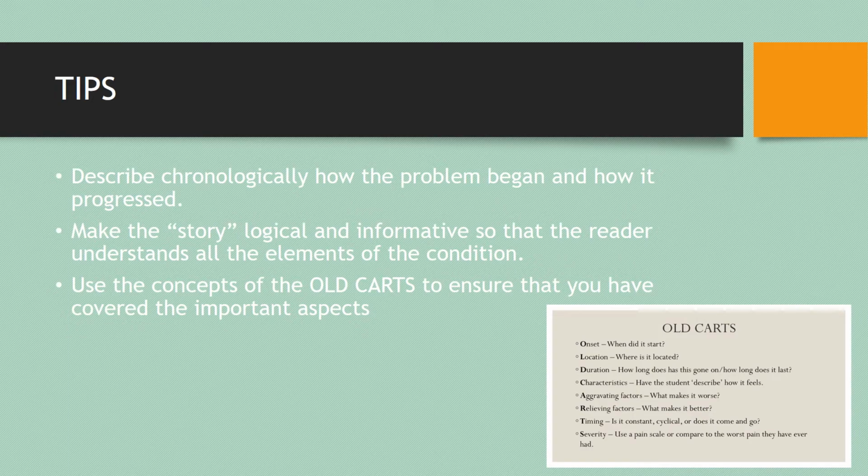Here are some tips on how to write a complete HPI. First, describe chronologically how the problem began and how it progressed. Make the story logical and informative so that the reader understands all of the elements of what is going on. You can use concepts of the OLD CARTS mnemonic to ensure that you have covered the important aspects. These include onset, location, duration, characteristics, aggravating factors, relieving factors, timing, and severity.